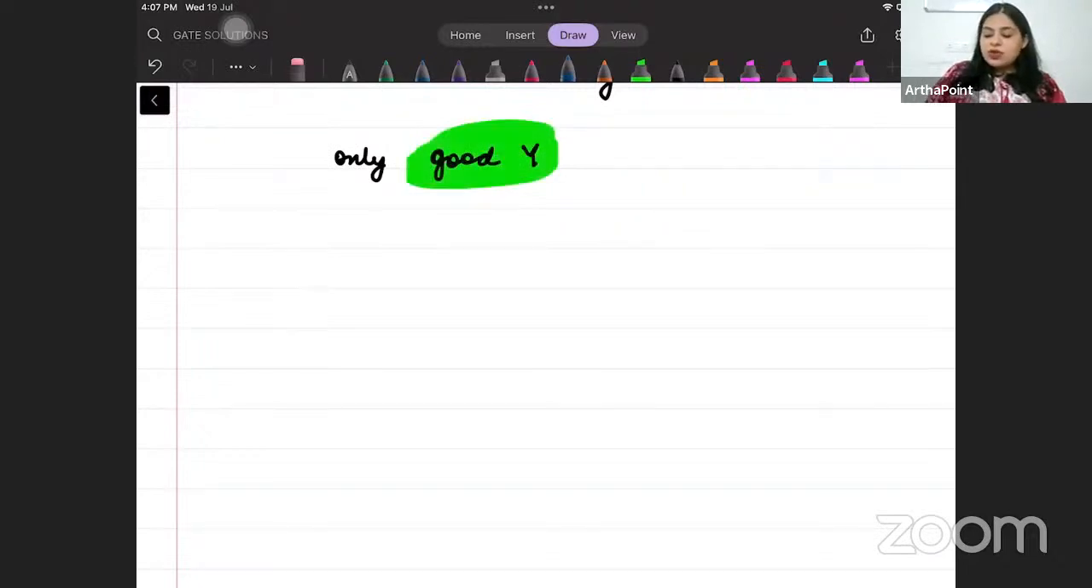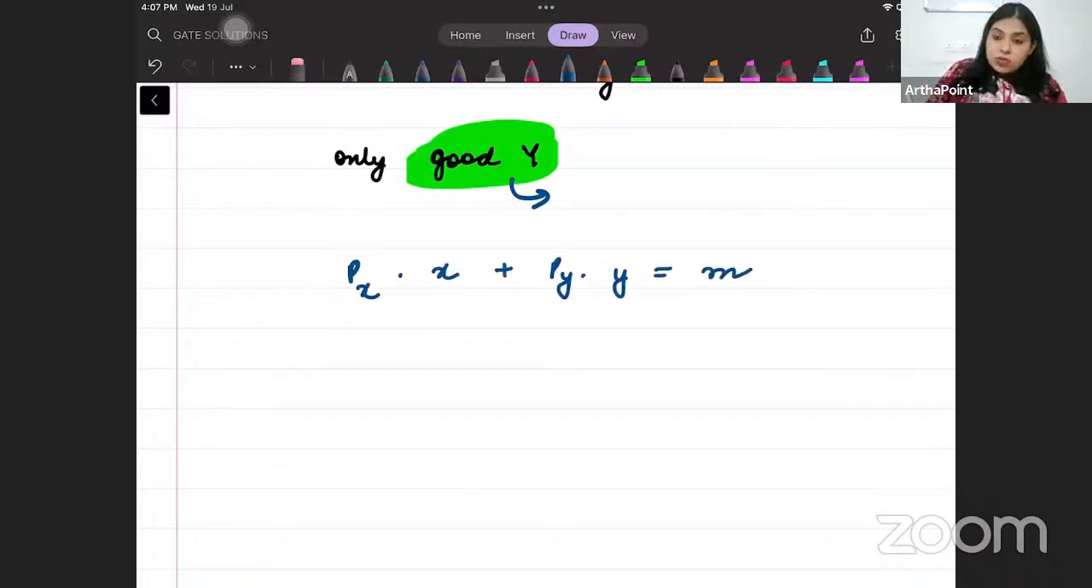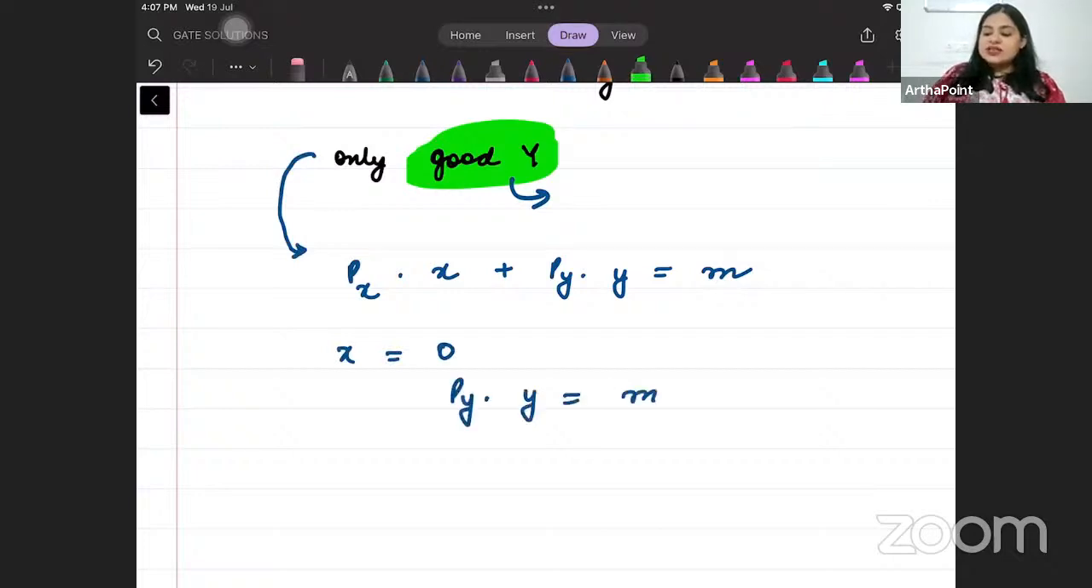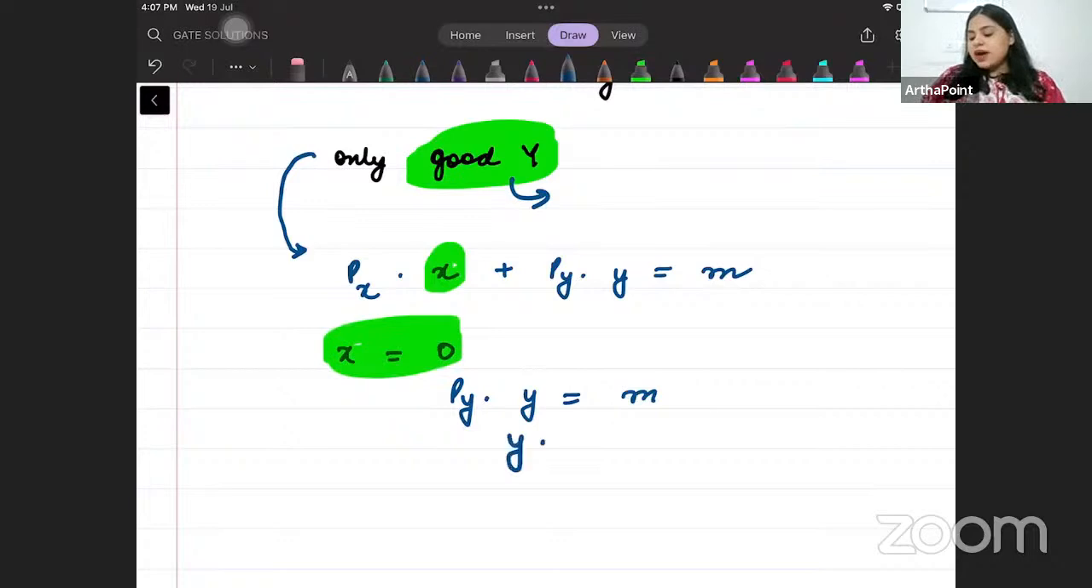Just think about the budget line. The budget line is PX into X plus PY into Y is equal to M. When you spend all your money only on good Y, it means that you should keep X as 0. So you will get PY into Y as M because you have kept X as 0. So your Y will come down as M by PY.